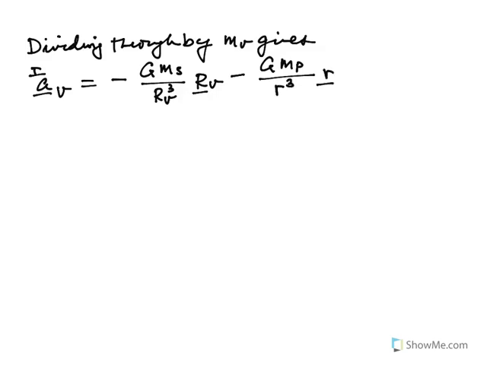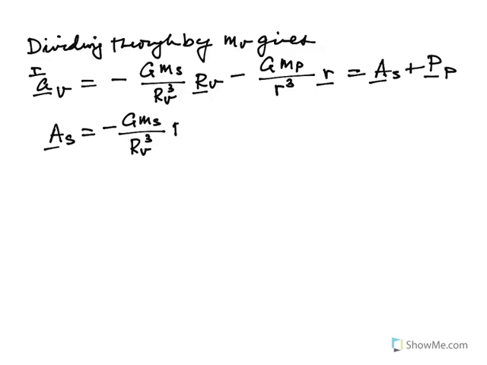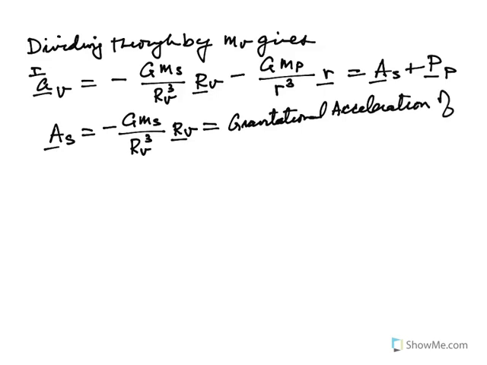And what we're going to do with this is give these terms names. We're going to call this A_S plus A_P. A_S is equal to minus G times the mass of the sun, all divided by R_v cubed times R_v, and that is the gravitational acceleration of the sun on the spacecraft.